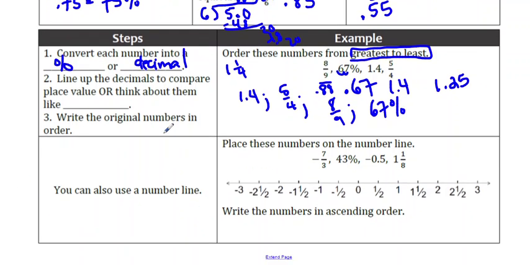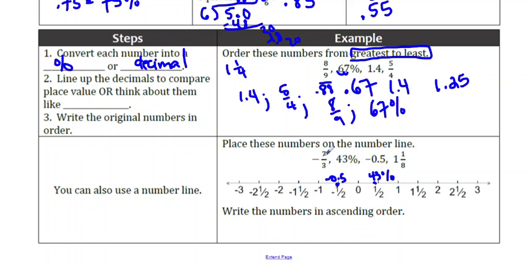Okay, next one. It says place these numbers on a number line. First of all, let's do negative 0.5 because that's easiest. If this is 0, this is negative 1/2, so this is going to be negative 0.5. 43% is just 0.43. So again, this is 1/2. 0.43 is a little bit smaller than 1/2, so we'll make this 43%.